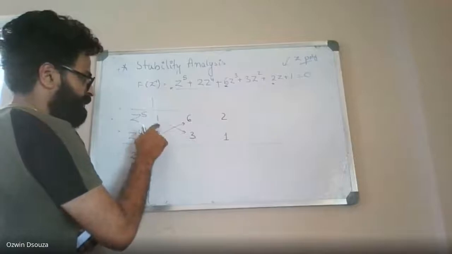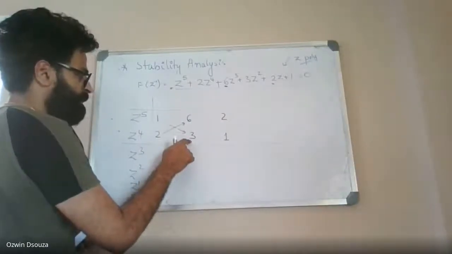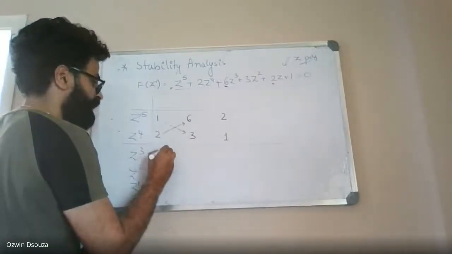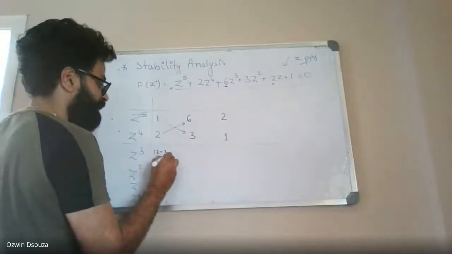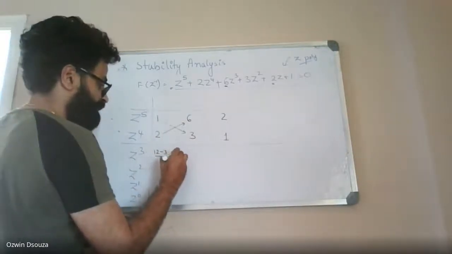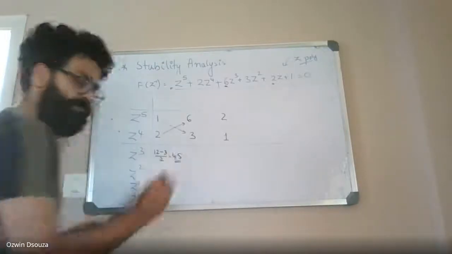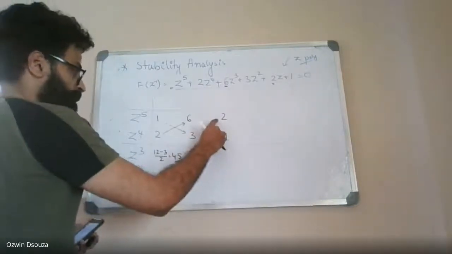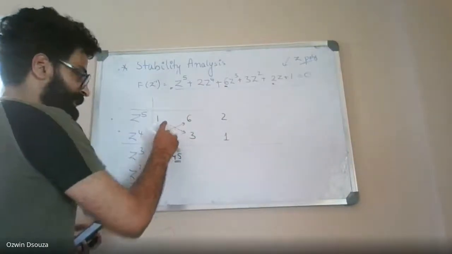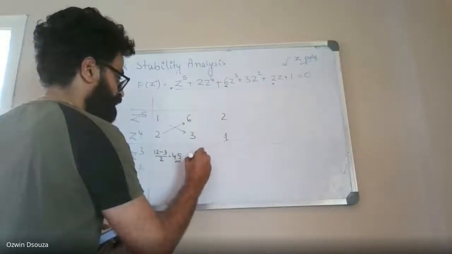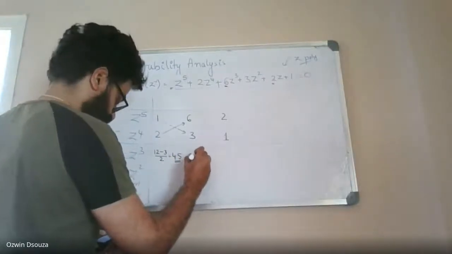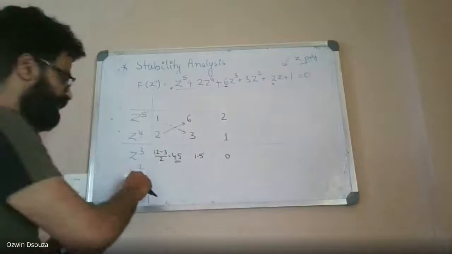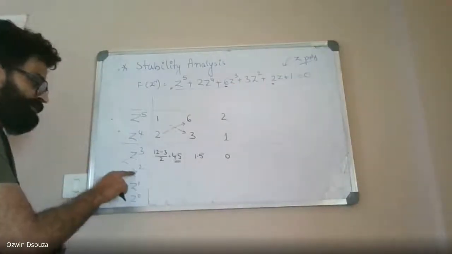So this becomes 1 into 3, 2 into 6, 12, minus 3 divided by 2. So that gives 4.5. And the second one becomes 4 minus 1, that is 3 divided by 2. So this becomes 1.5. And this becomes 0. Okay. So similarly, you try finding out the elements of z square row.